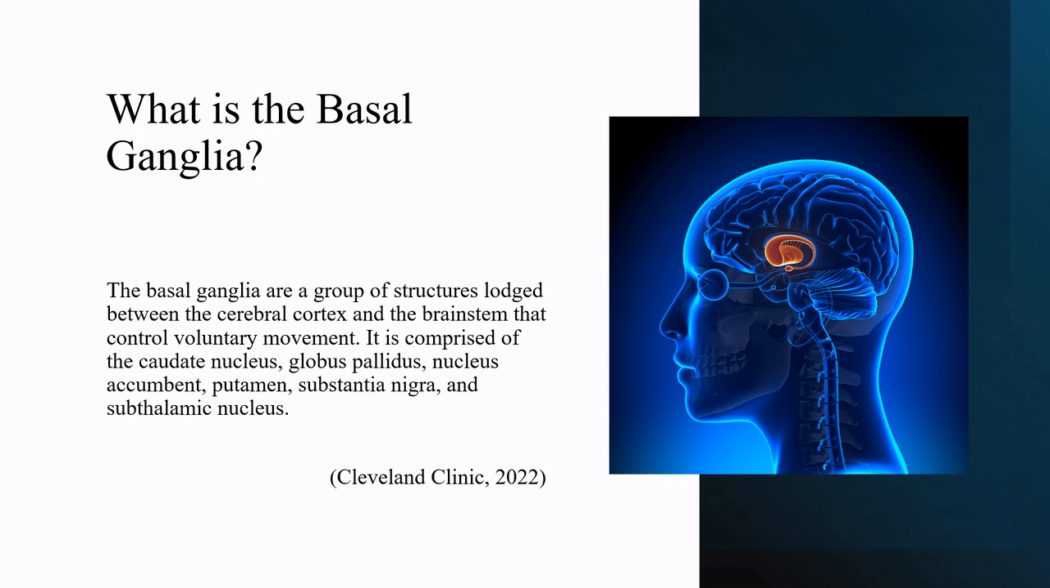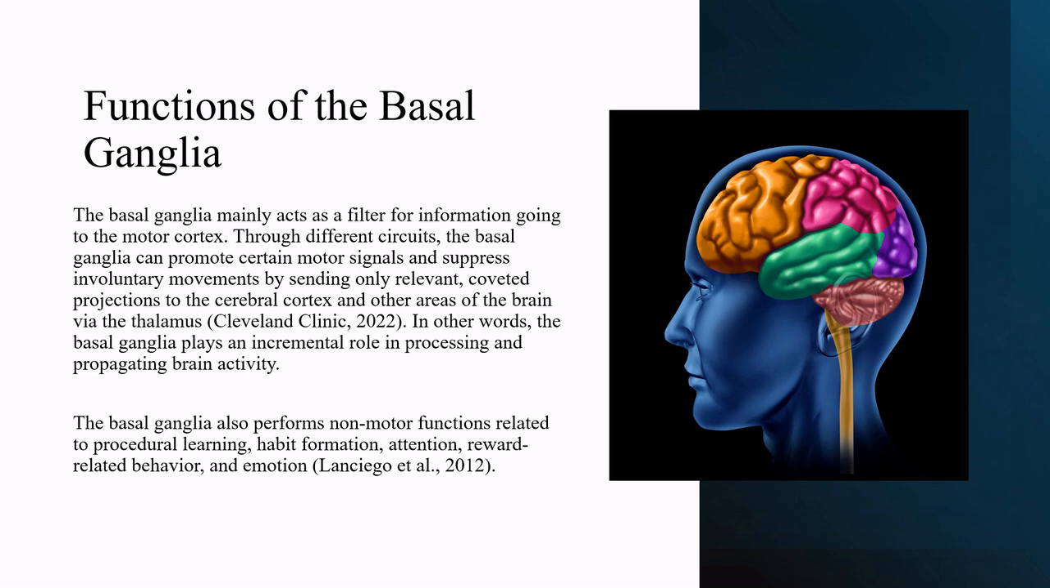The basal ganglia are a group of structures lodged between the cerebral cortex and the brainstem that control voluntary movement. It is comprised of the caudate nucleus, globus pallidus, nucleus accumbens, putamen, substantia nigra, and subthalamic nucleus. The basal ganglia mainly acts as a filter for information going to the motor cortex. Through different circuits, the basal ganglia can promote certain motor signals and suppress involuntary movements by sending only relevant, converted projections to the cerebral cortex and other areas of the brain via the thalamus.